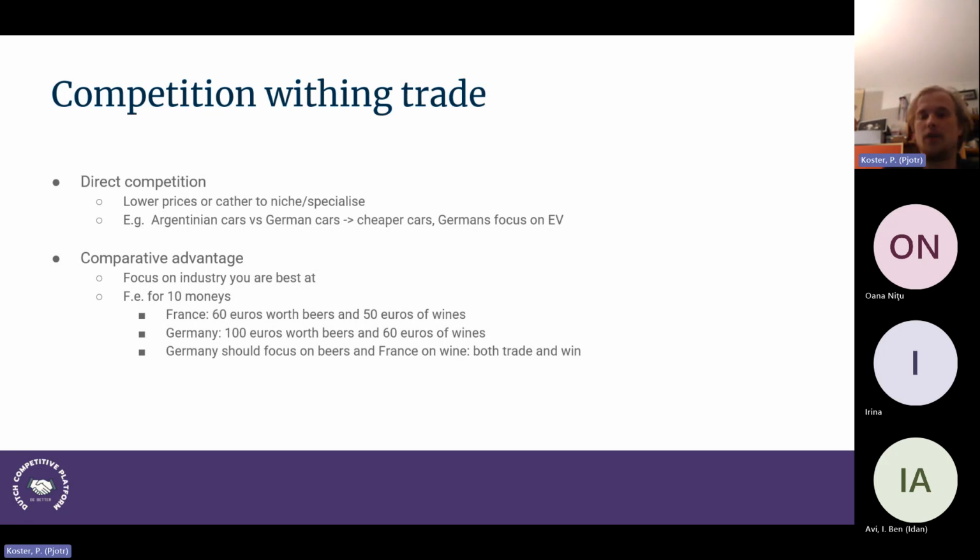Because for Germany, they could also create wine, but they could make way more money just focusing on beers. And therefore, it's just better. And therefore, France and Germany both win, because both of them now have an industry that they're specializing in. And again, you can have all of these nice knock-on effects.